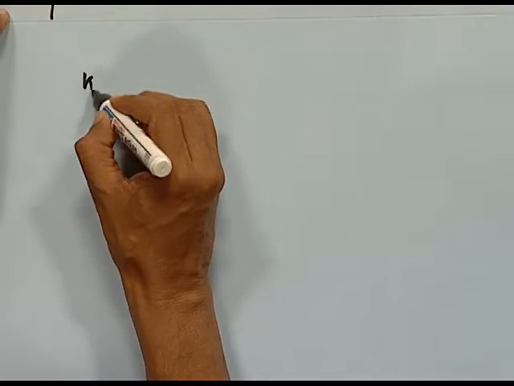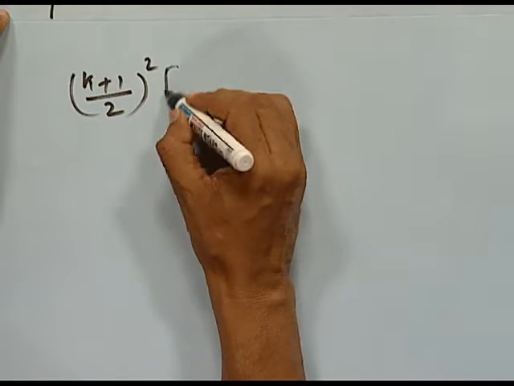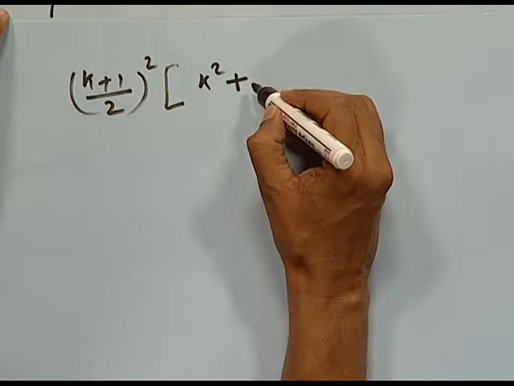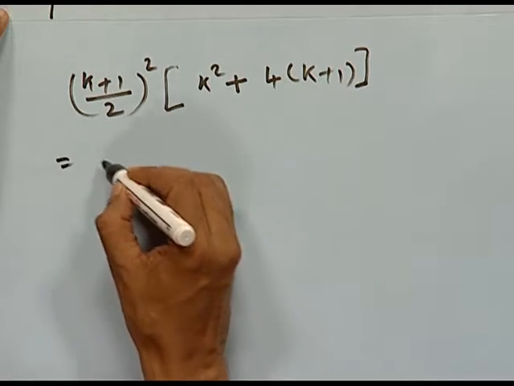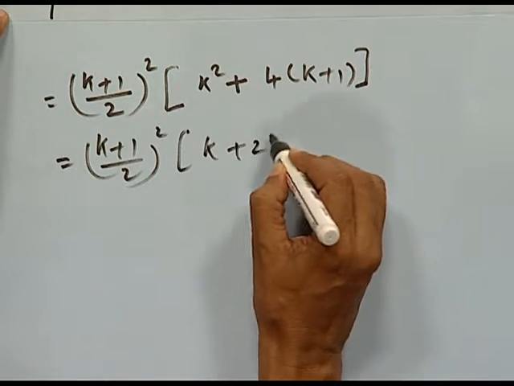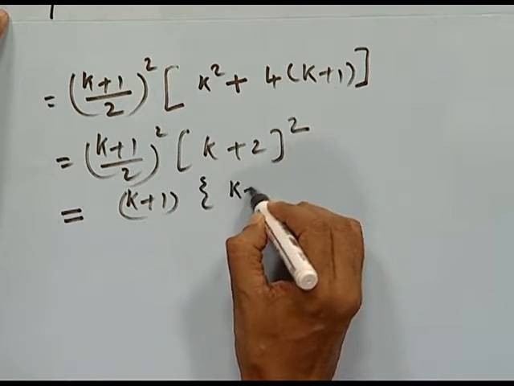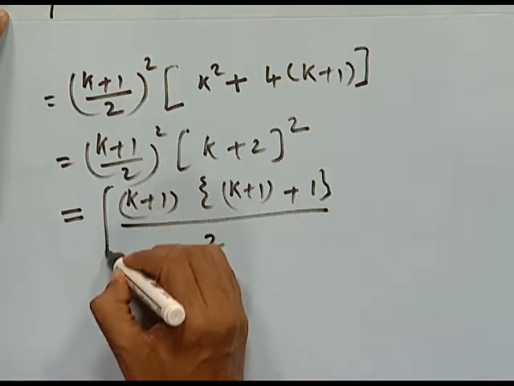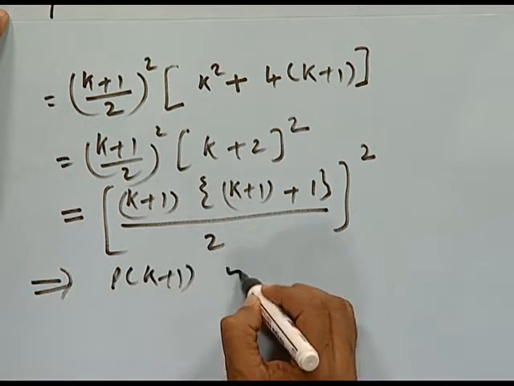Right side equals (k plus 1 by 2) whole square times k square plus 4 times (k plus 1). This equals (k plus 1 by 2) whole square times (k plus 2) whole square, which means it is (k plus 1) times (k plus 1 plus 1) upon 2, whole square. This means P(k plus 1) is also true.